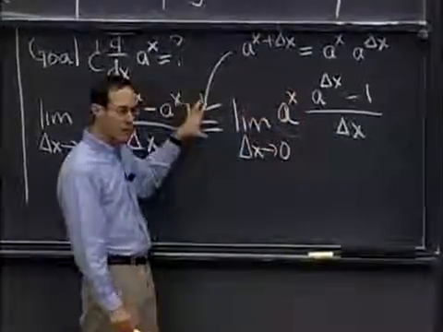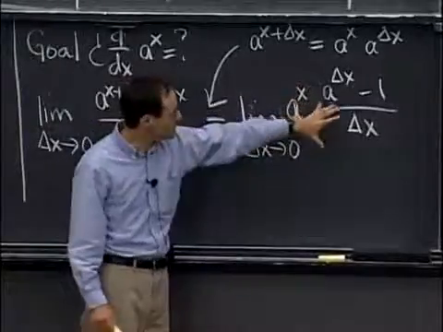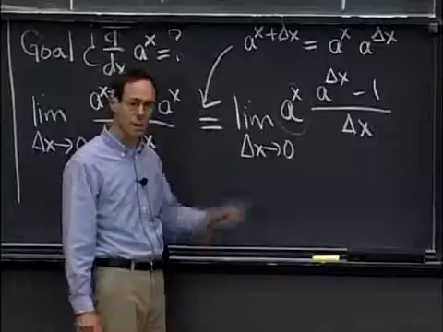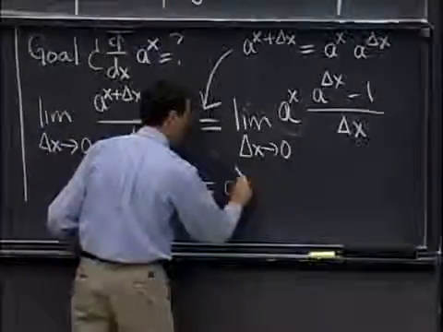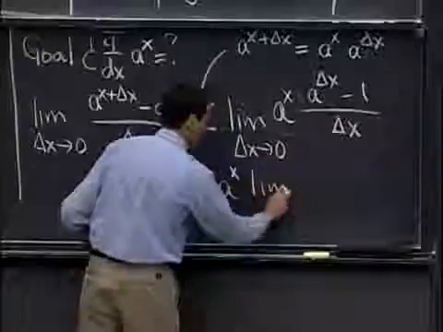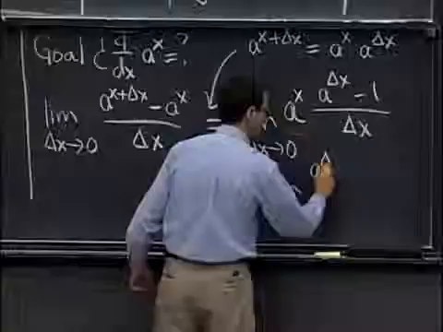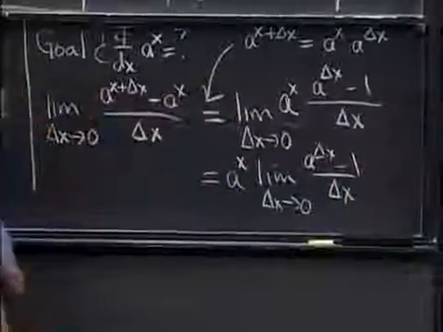And we can just factor it out of the limit. It doesn't affect the limit at all. A constant times the limit is the same whether we multiply before or after we take the limit. So I'm just going to factor that out. That's my next step here: a to the x, and then I have the limit as delta x goes to 0 of a to the delta x minus 1 divided by delta x. All right?